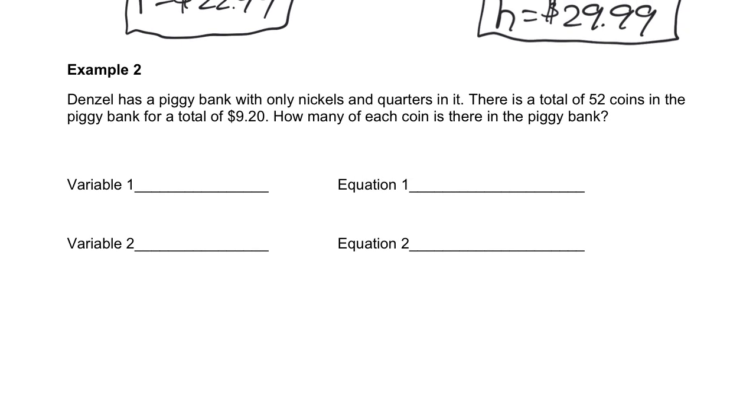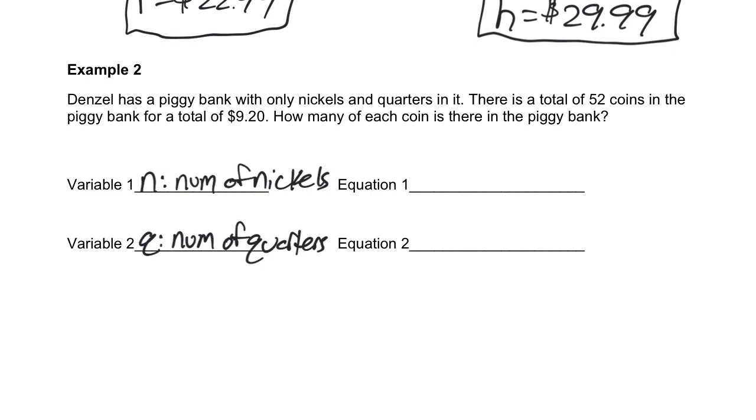Denzel has a piggy bank with only nickels and quarters in it. There's a total of 52 coins in the piggy bank for a total of $9.20. How many of each coin is there in the piggy bank? All right, so variables here. I have two things. They're asking us for how many of each coin. So we're going to use n. It's going to represent the number of nickels. And then we also have q for the number of quarters.